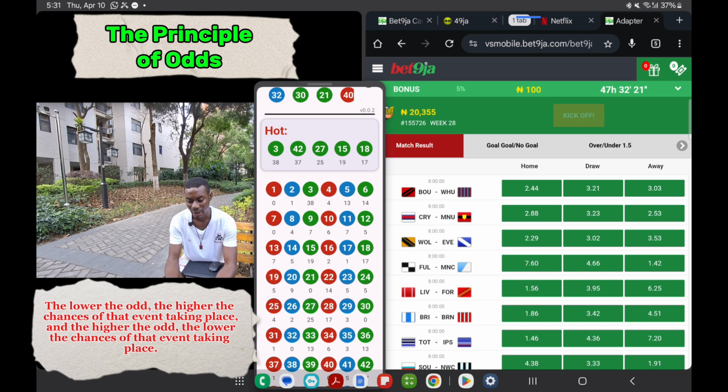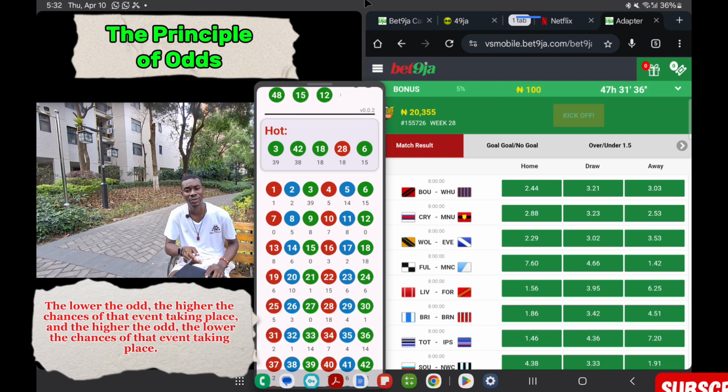I just wanted to get two things right in this video. The principle of odds, meaning the lower the odd, the higher the chances of that event to occur. That is more like the primary content of this video. Then on the other hand, we have the pairing capacity, meaning what team pairing is best for us to trade on. So that's it. Just get these two concepts right, and that's all I've been trying to explain in this video.